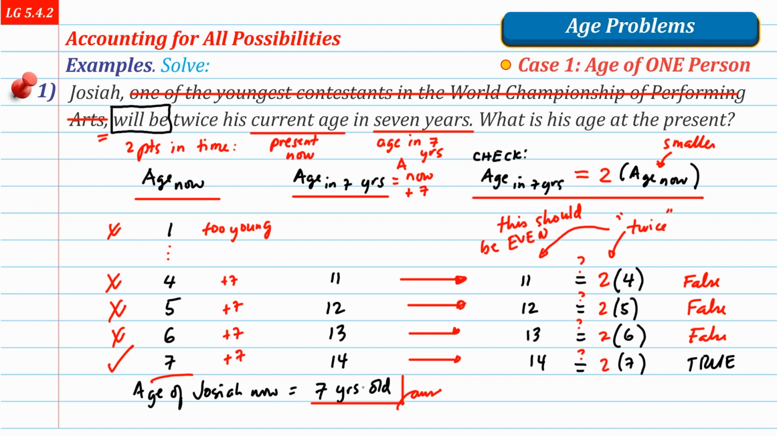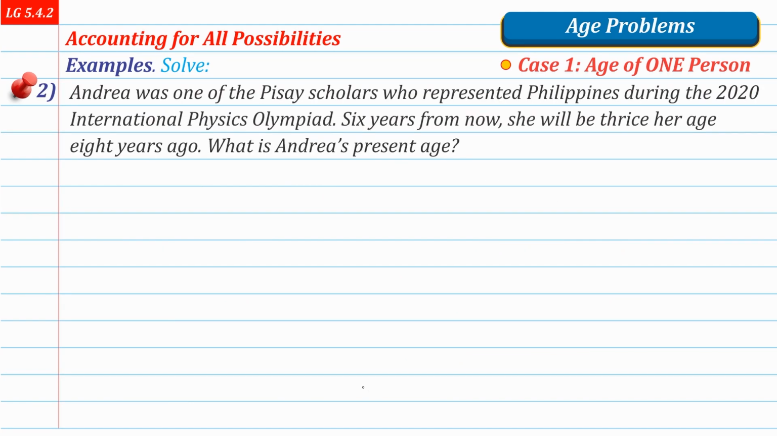Very nice. Ang ganda ba? Medyo ta-trial and error, pero kaya, di ba? Matagal lang, pero kaya. Okay? Example number 2. Again, this is age of one person pa rin. Age problem pa rin. Bibilisan natin ng konti.